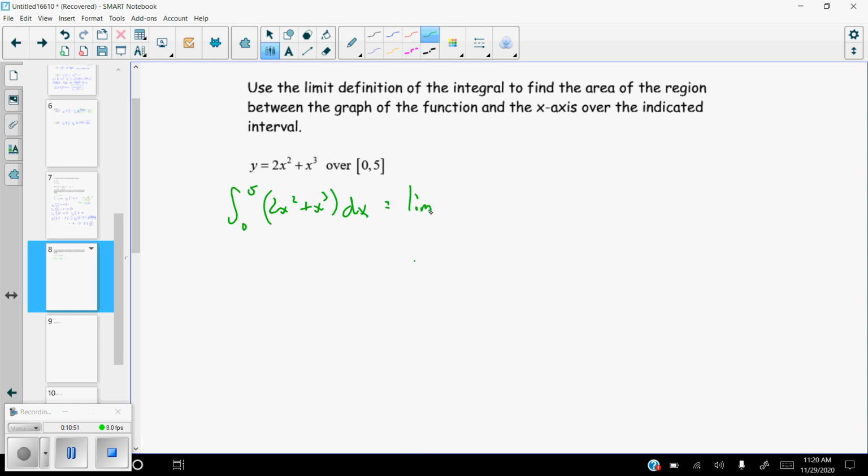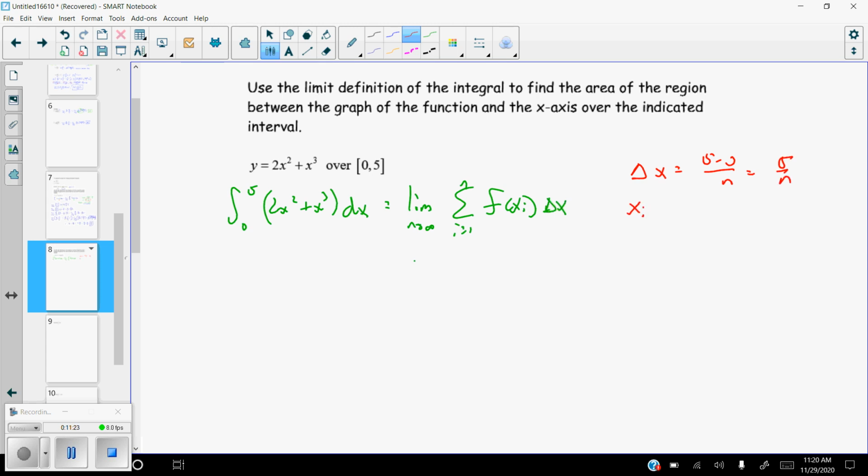That is the same thing as our limit as n goes to infinity of the sum of f of x sub i delta x. So again, we need to find delta x, x sub i, and f of x sub i to be able to plug that stuff in. So delta x is b minus a over n. So it's 5 over n.